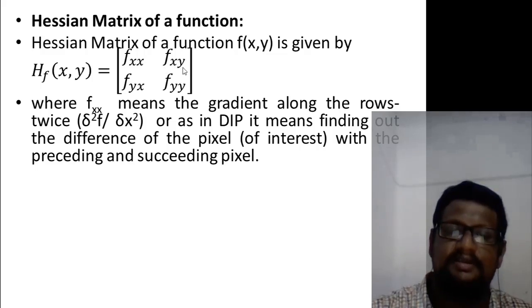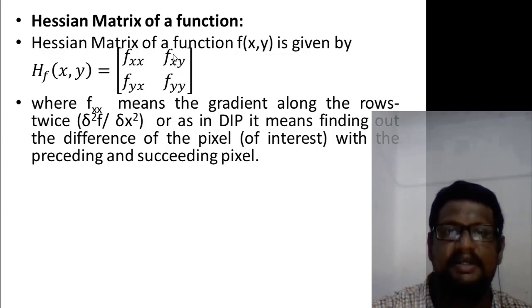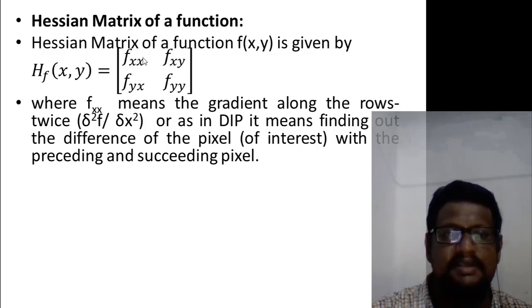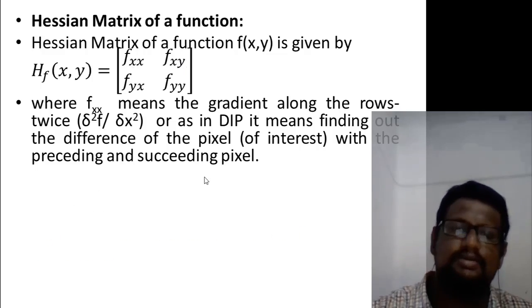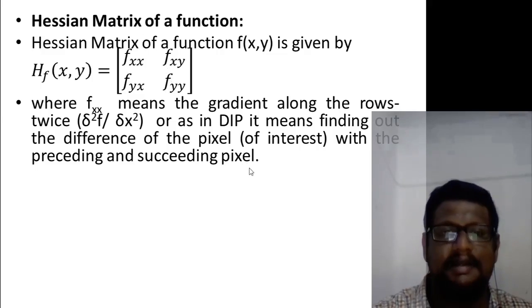So fxy in the sense x is along the rows and y is along the columns. So first find out the gradient along the row and then find out the gradient along the columns. Here both being x, we find out as del square f divided by del x square. So this is what a Hessian matrix gives. Hessian matrix gives the gradient along different directions.